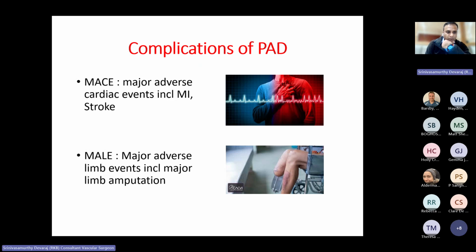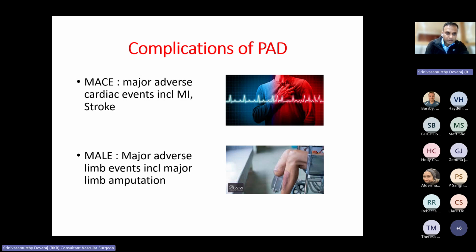So what are we concerned about when we talk about peripheral arterial disease? There's a few things as a vascular surgeon that concerns me in this patient cohort. Firstly, the risk of having a major adverse cardiac event. So essentially, it means the risk of having a heart attack or a myocardial infarction or a stroke.